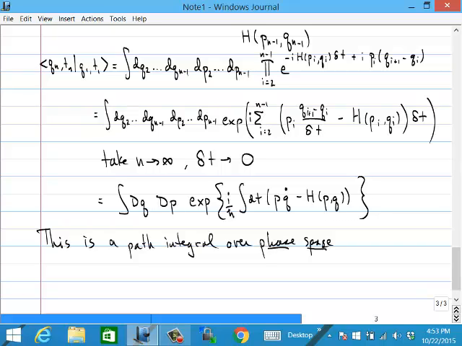So we can actually rewrite this as an integral over configuration space if we just note that the integral over momenta is a Gaussian integral.